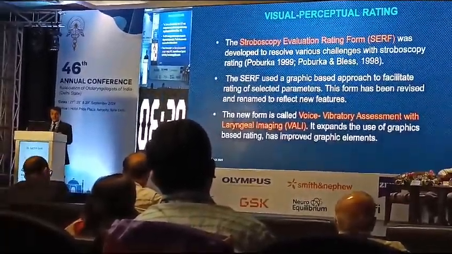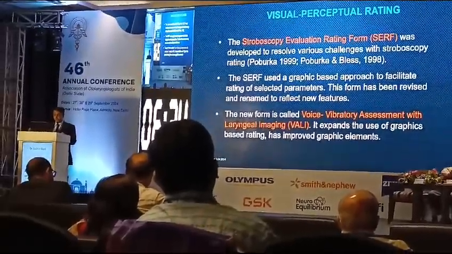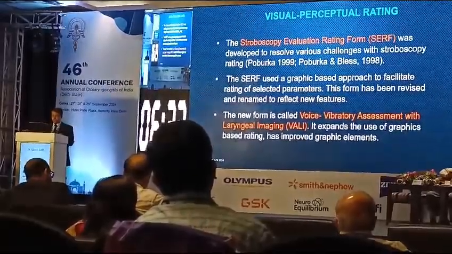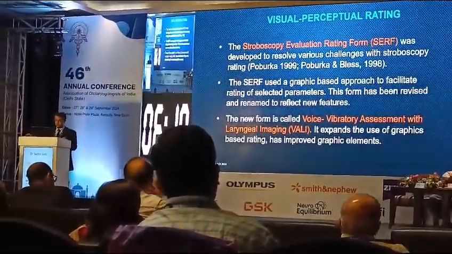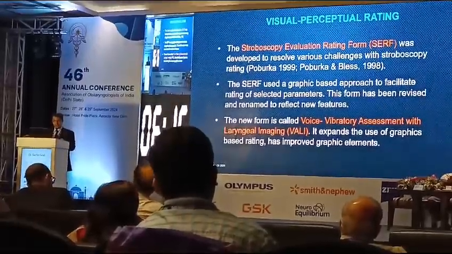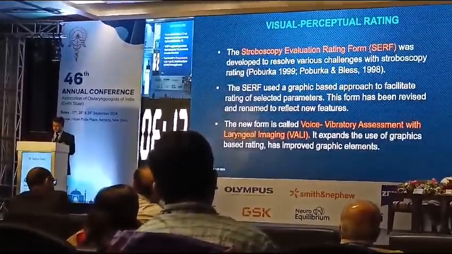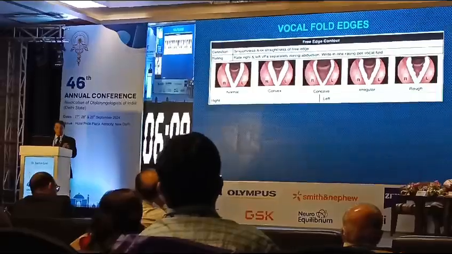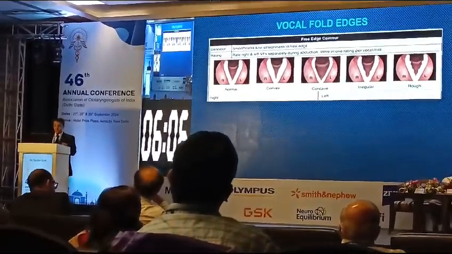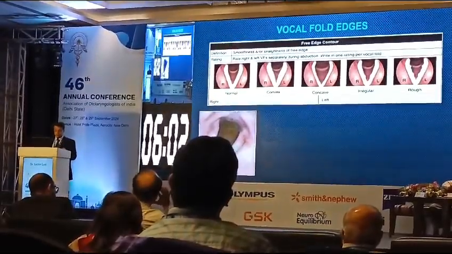Various perception rating scales have been devised, the first given by Pogodka in 1999, which was called the stroboscopy evaluation rating form. This has been further improved in the form of the Voice Vibratory Assessment with Laryngeal Imaging, called VALI. There are various parameters that we need to understand and document properly. The first one is the free vocal fold edge. This is studied when the cords are at full abduction, being normal in this case.